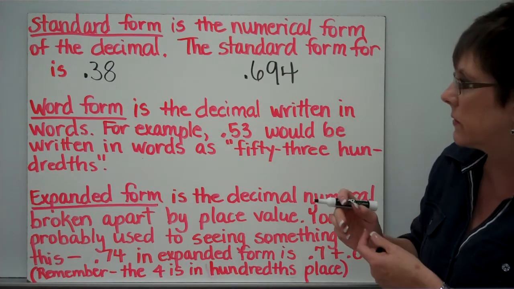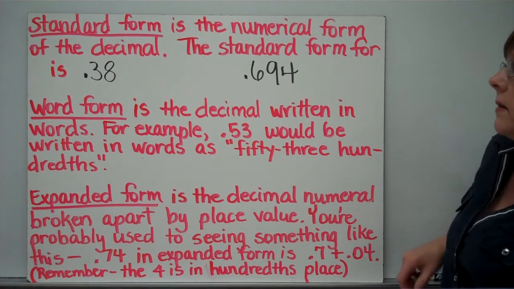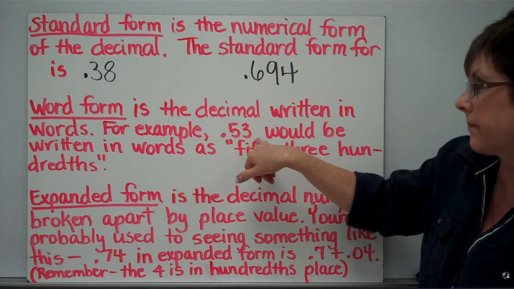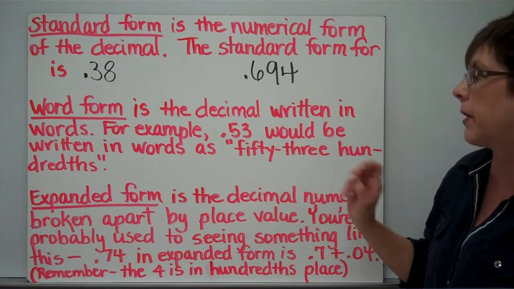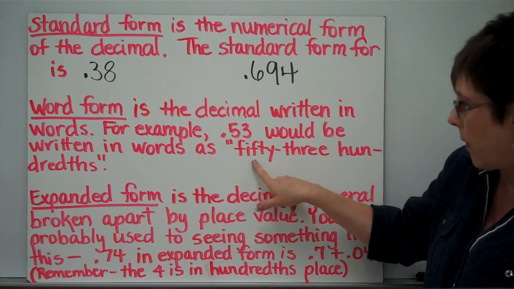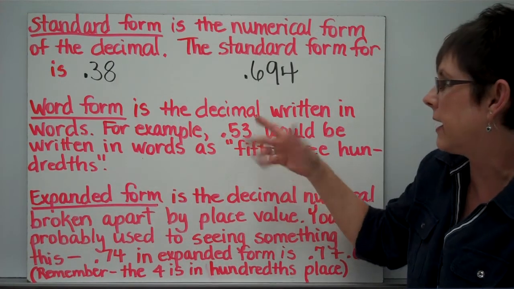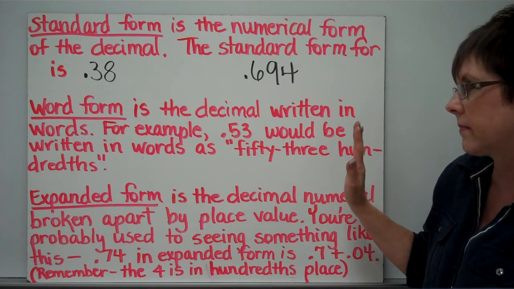694 thousandths. Word form is the decimal written in just words, no numerals. For example, this decimal would be written in words as 53/100. And we would write 53/100 because the 3, the number farthest to the right, is in the hundredths place.